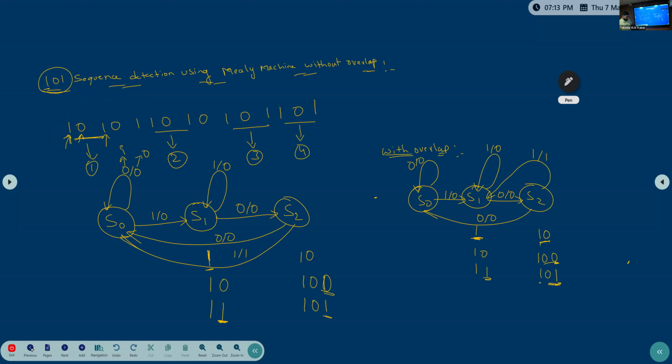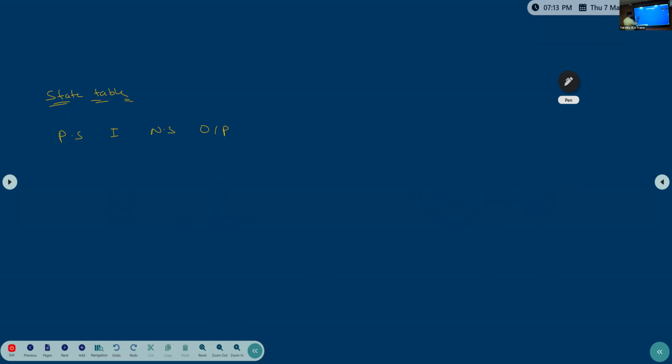Now we'll implement the state table. So how will we implement the state table? I already told you, right? State table: present state, input, next state, output. Present state, what is the present state? It started at S0. Present state is S0. There are two possibilities: input can be 0 or input can be 1. So what is the output?